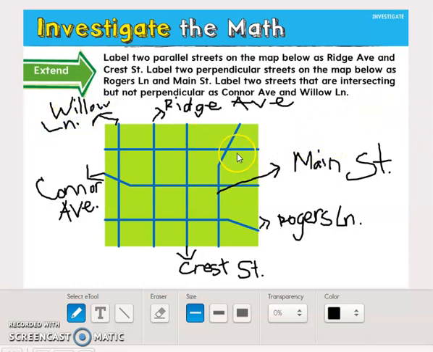Okay, so here we have Ridge and Crest are parallel to each other. We have Main Street and Rogers Lane right here. They are, let me circle that better. Right here where they intersect are all 90-degree angles. And then Connor Avenue and Willow Lane are intersecting, but they're not perpendicular.